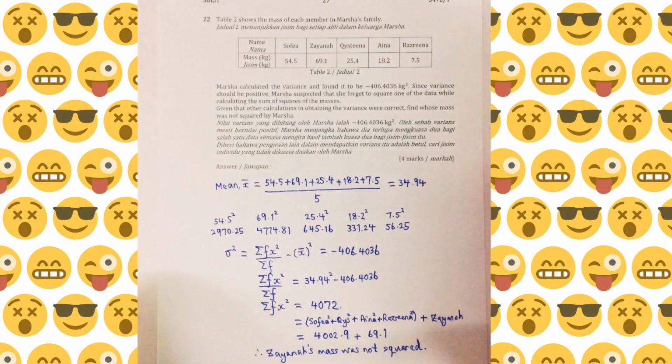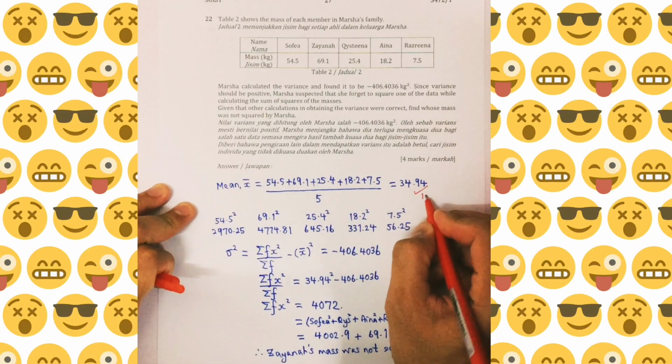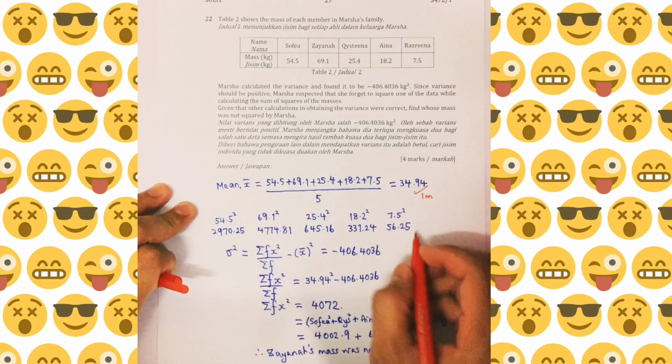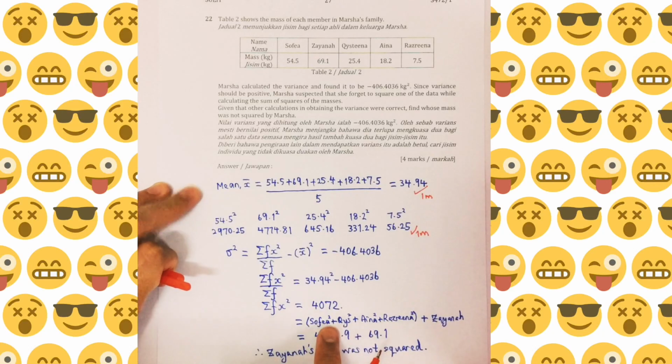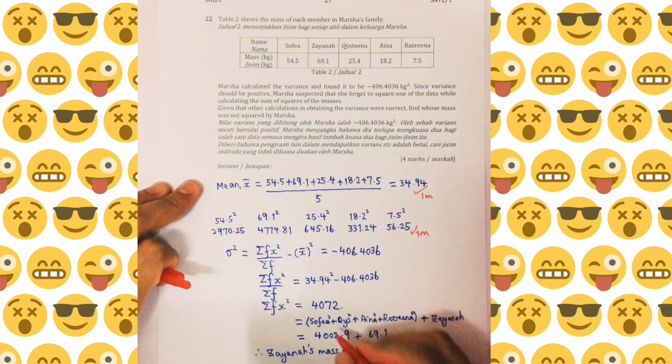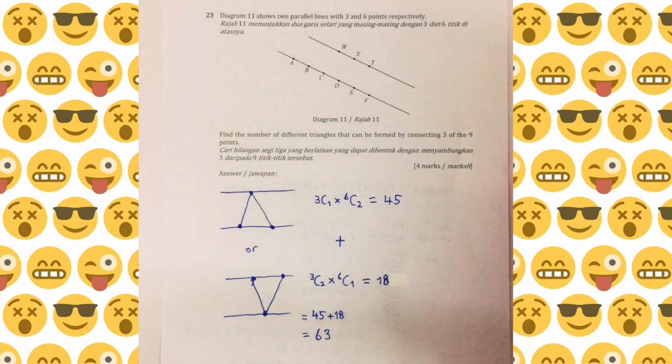So you get 4 marks. The first mark comes from here if you find the mean. And then the second, if you list everything here, I'll give you 1 mark there. And then making this conclusion, that when you bring over, you get this number, and then you add this number, you get 1 mark. And the final answer, Zayana's mass, will be 1 mark. So 4 marks altogether.